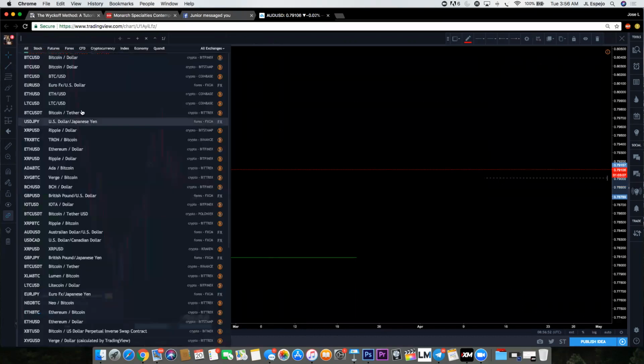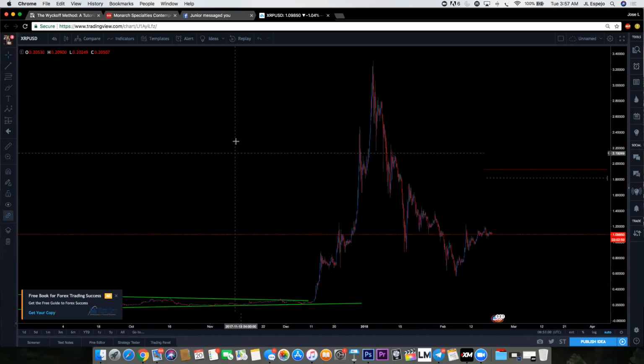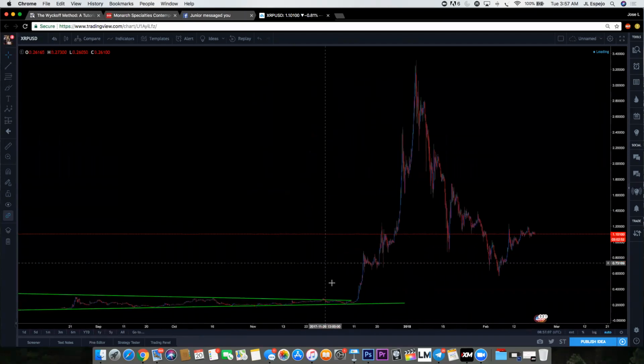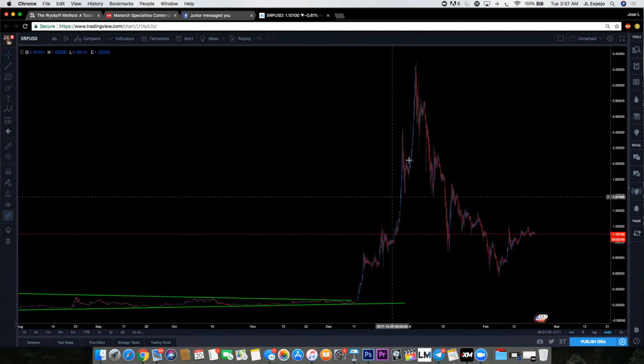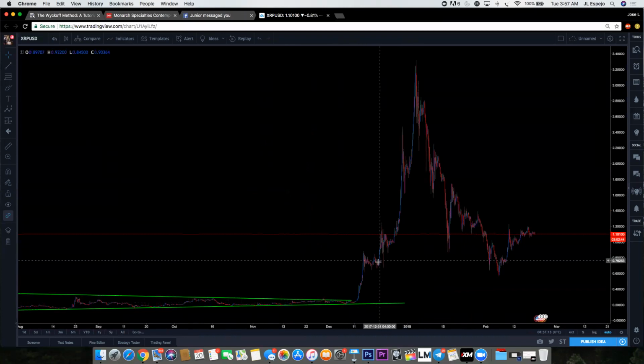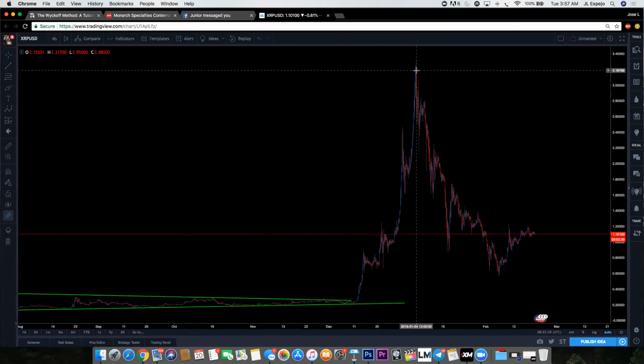Let's look at some crypto. Let's look at Ripple. For some of you guys, I literally caught this explosion up. That whole trade I caught, and every time she retraced, I stacked more entries. From here to here, I made close to like $8,000 off of this.